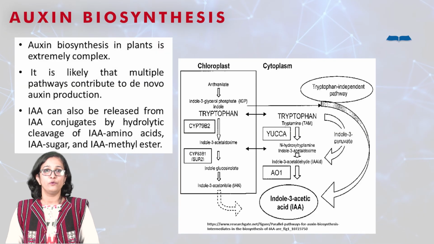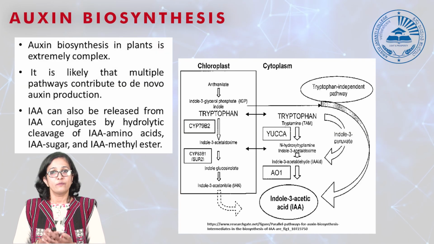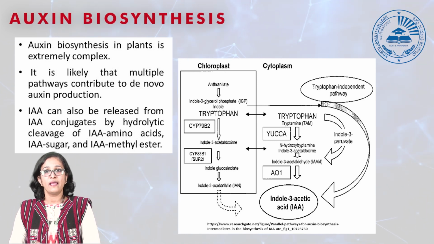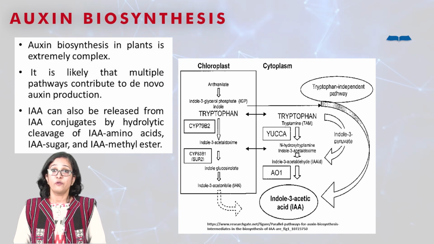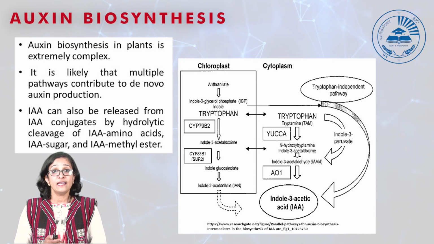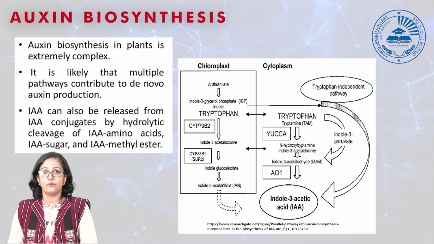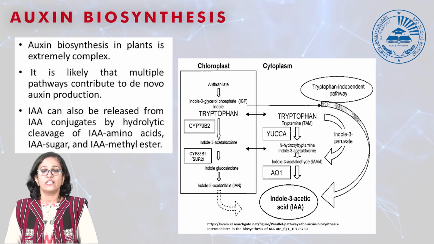Here in this diagram you can see in the chloroplast, from the anthranilate tryptophan formation takes place, and this tryptophan enters into the cytoplasm and the tryptophan dependent pathways will happen. Whereas for the tryptophan independent pathway, the anthranilate is getting converted to indole-3 glycerol phosphate, which enters into the cytoplasm and follows the tryptophan independent pathway and gets converted to indole-3 acetic acid.